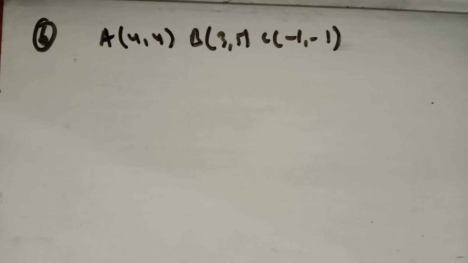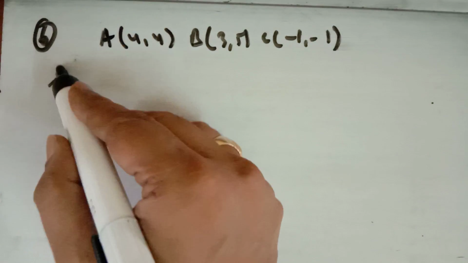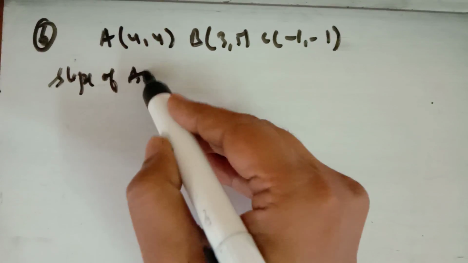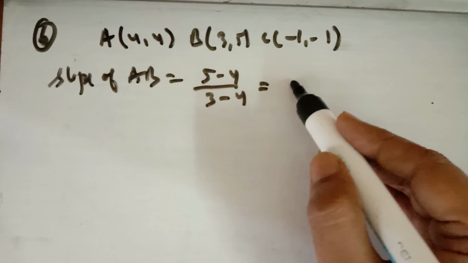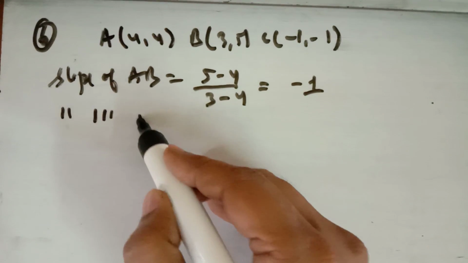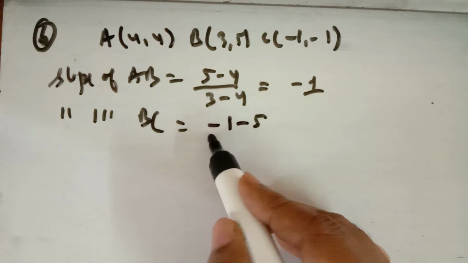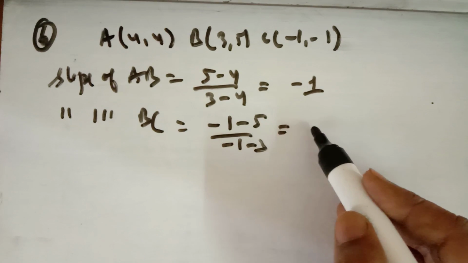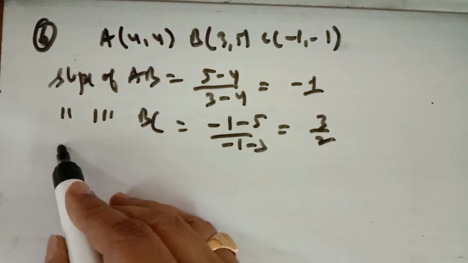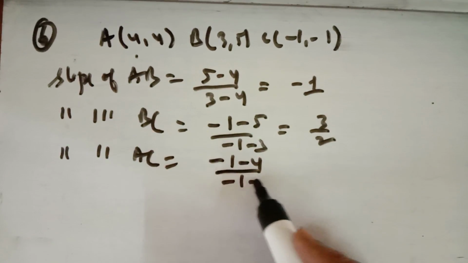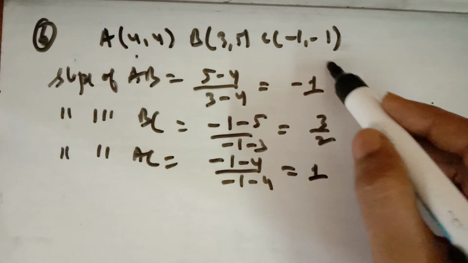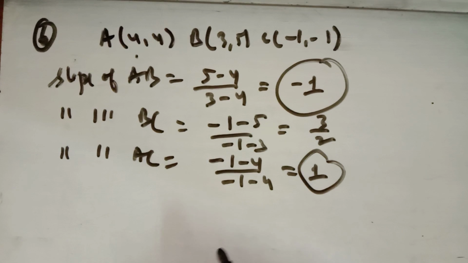So what I have to do, because I don't have to use the Pythagoras theorem, I will use the concept of the slope. So I will find the slope of AB, which is y2 minus y1 upon x2 minus x1, which is coming out to be -1. Then the slope of BC will be y2 minus y1 upon x2 minus x1, which is coming out to be 3 upon 2, and the slope of AC will be y2 minus y1 upon x2 minus x1, which is coming out to be 1.